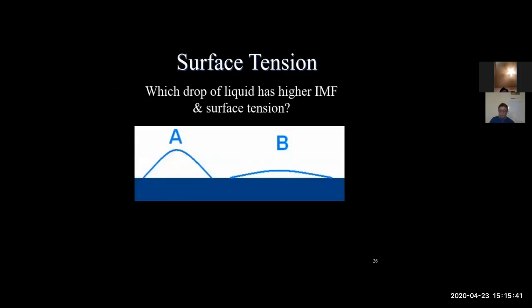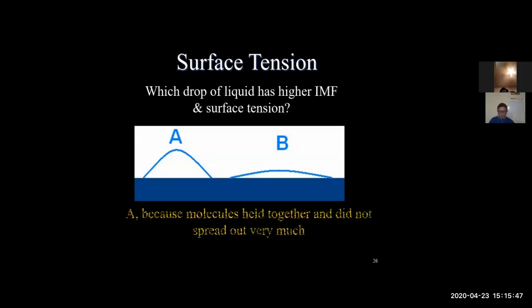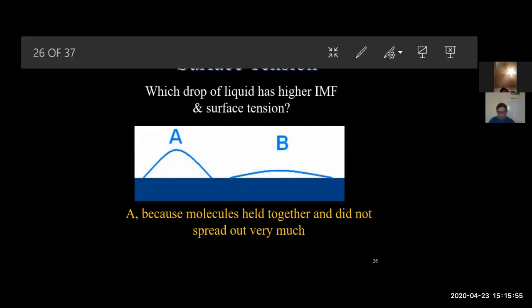And then here's an example. A here would represent the higher surface tension and would bead up more than B. You can see how it beads up more than B. B kind of flattens out.